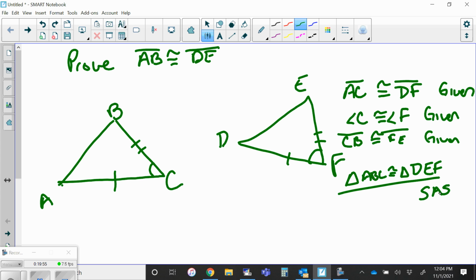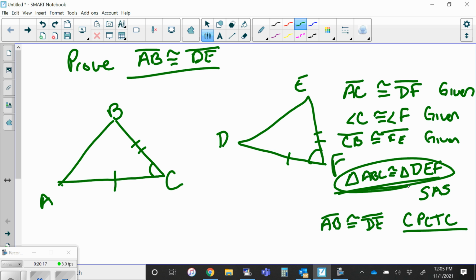And then finally, what was the thing that they asked me to prove? And I know that AB is congruent to side DE. And what would be my reasoning? CPCTC. Once I prove these triangles to be the same, then their parts have to be the same. Does that kind of make sense? Yes or no?